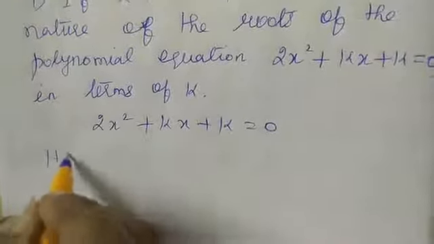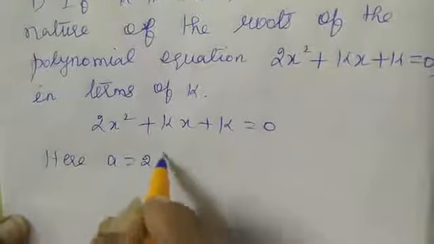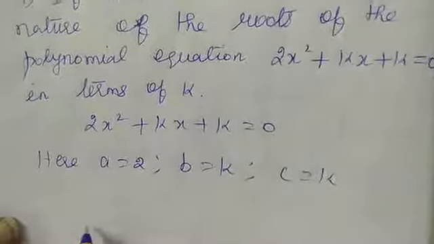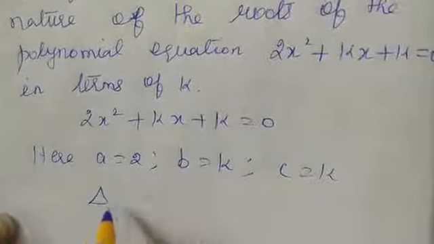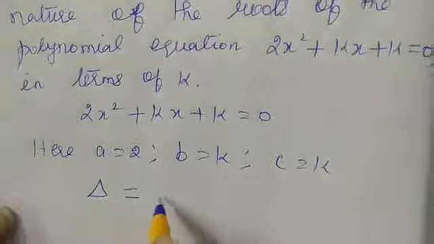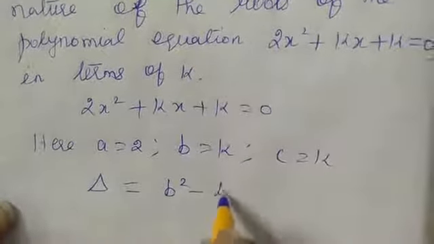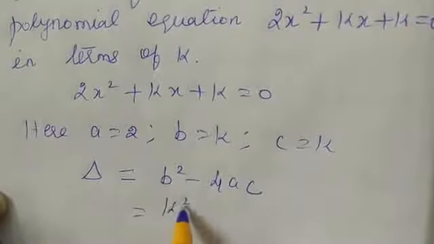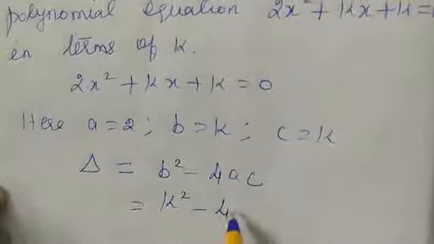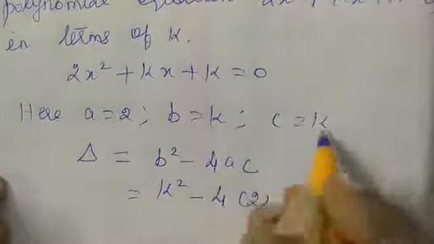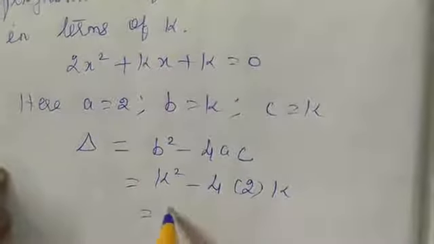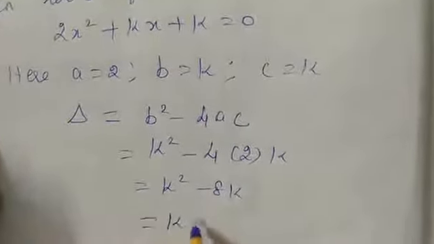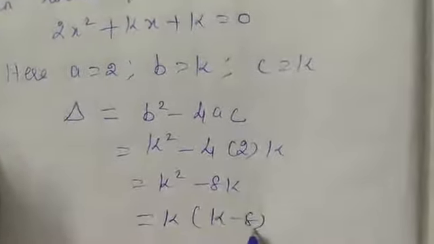What is a here? Here a is equal to 2, b is equal to k and c is equal to k. We are going to find the value of delta. Delta is nothing but b squared minus 4ac. What is b? b is k. b squared is k squared minus 4 into a is 2 and c is k. This is k squared minus 8k. Take k commonly out. This is k into k minus 8.